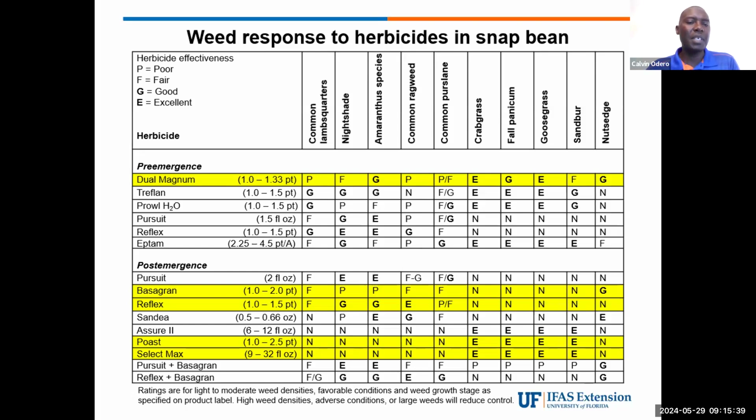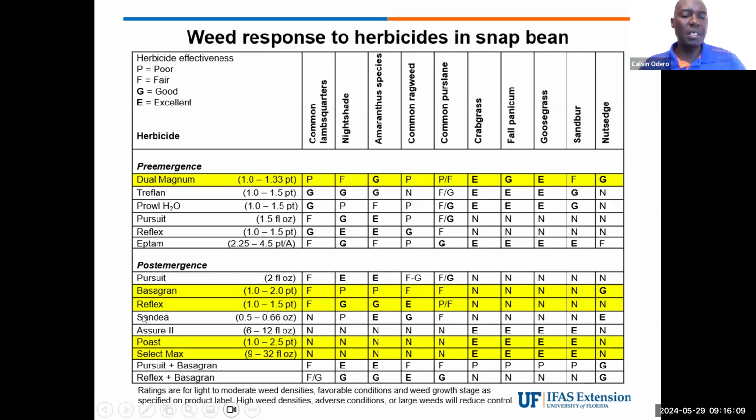Other pre-emergence herbicides would include Treflan and Prowl. Treflan is the same group as Prowl. It's one of the yellow herbicides too. Pursuit, Reflex, which is also used post-emergence, and Eptam. And then for post-emergence, you can still use Pursuit, Basagran, and Reflex, which are the most commonly used in our area.